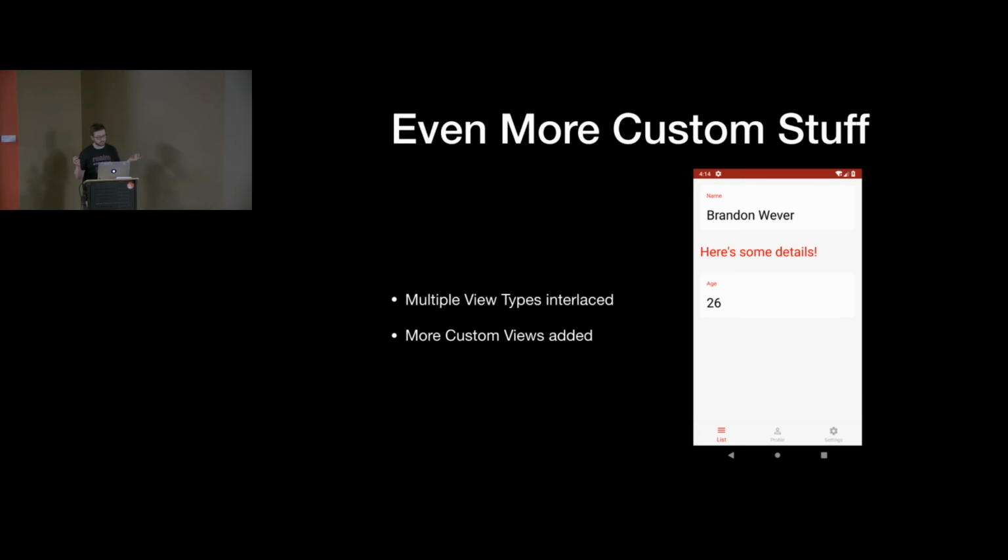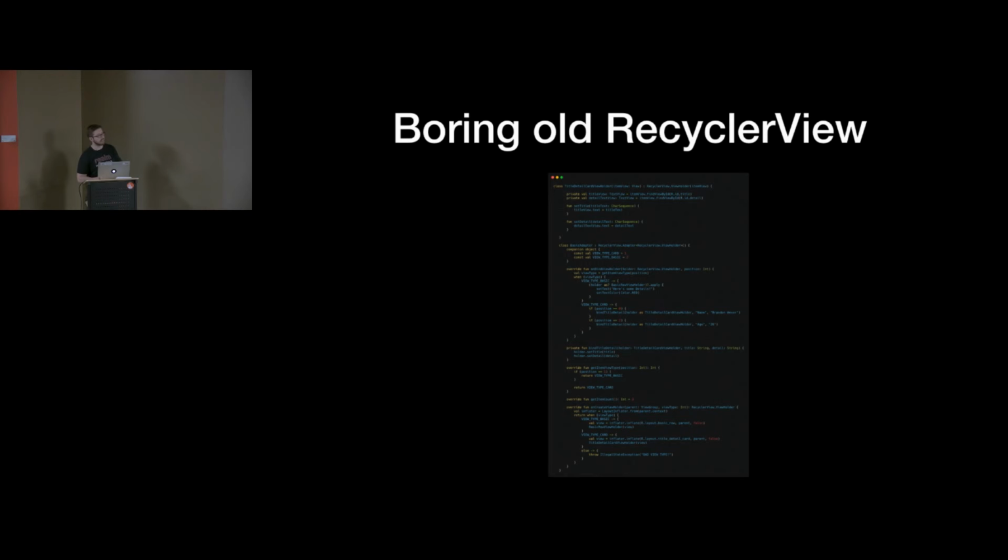So even more custom stuff. So here's multiple view types interlaced between the two, a couple more custom views added, and some actual data populating them. So I made this purposely look really long because once you start adding more and more custom views, your stuff does get really long. So I'm not expecting you to read this. Just know this is doing RecyclerView stuff.